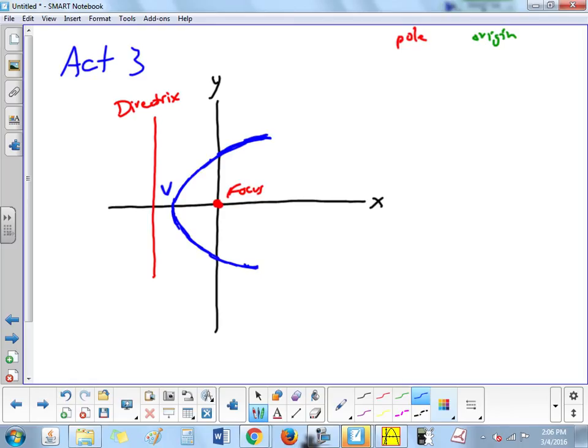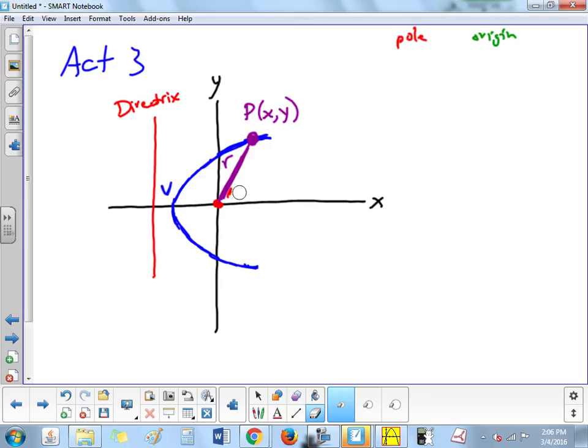Listen, the point is, I don't want you to think about where V is right now. I want you to focus on the blue. So isn't it true that this point P, (x, y), is r units from the origin, theta degrees from the origin? These are the same r and theta we've been using all year long.